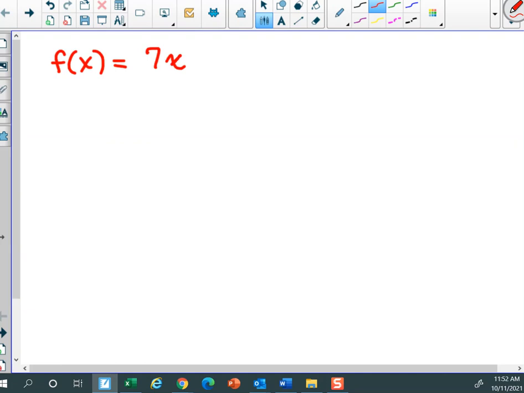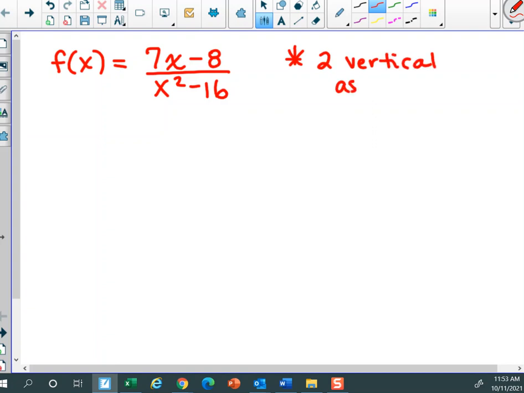The numerator is going to be 7x minus 8, and the denominator is going to be x squared minus 16. Okay. And if I was going to classify this kind of problem, the thing that makes this problem a little bit different is having two vertical asymptotes. Okay. Two vertical asymptotes, or the graph is going to be in more than two sections, will throw a little curveball on us. And if you're thinking, well, how do I know already that there are two vertical asymptotes?